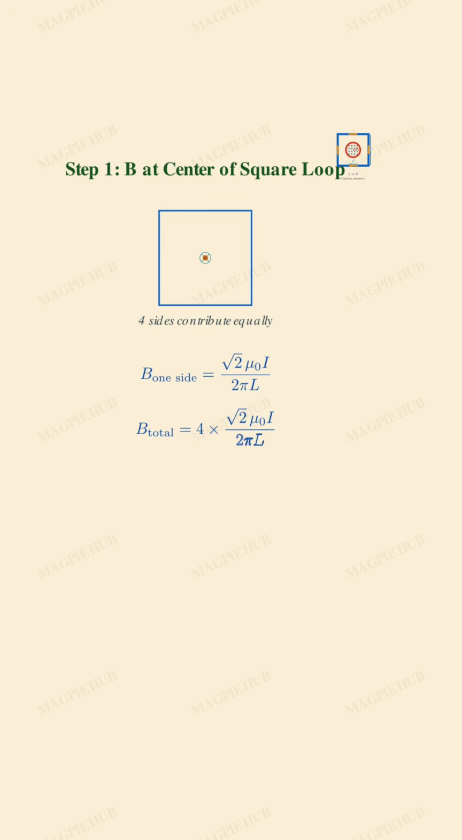Step 1. Find the total magnetic field at the center of the square loop. All four sides of the square are at equal distance from the center and contribute equally. The total field is 4 times the field from one side. So, B total equals 4 times root 2 mu naught I over 2 pi L. Simplifying, we get B equals 2 root 2 mu naught I over pi L.